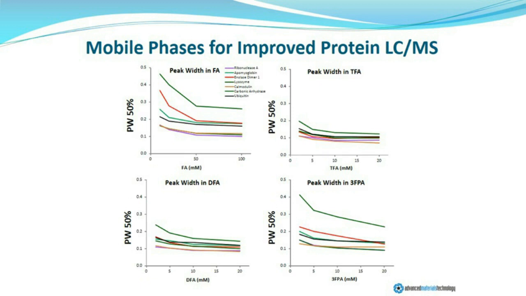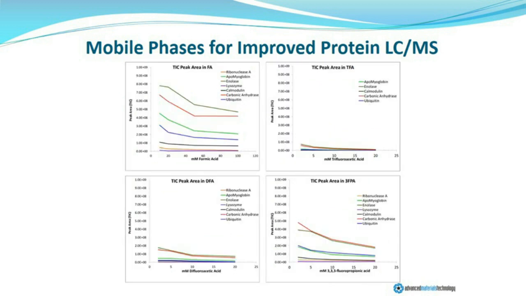If we look at a similar quantitative or comparative approach for the mass spectral intensities, with formic acid, we begin to suppress as a function of concentration for the total ion current, and this suppression is continuous, plateauing somewhere in the range of 50 millimolar concentration, with trifluoroacetic acid around 5 millimolar, a little bit higher for difluoroacetic acid, around 10 millimolar, and you can actually go up quite high, comparatively speaking, with 3-fluoropropionic acid before you've completely suppressed the signals.